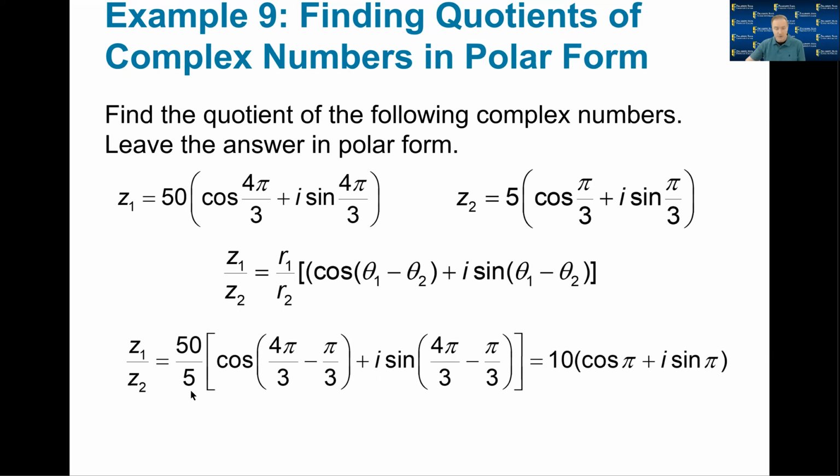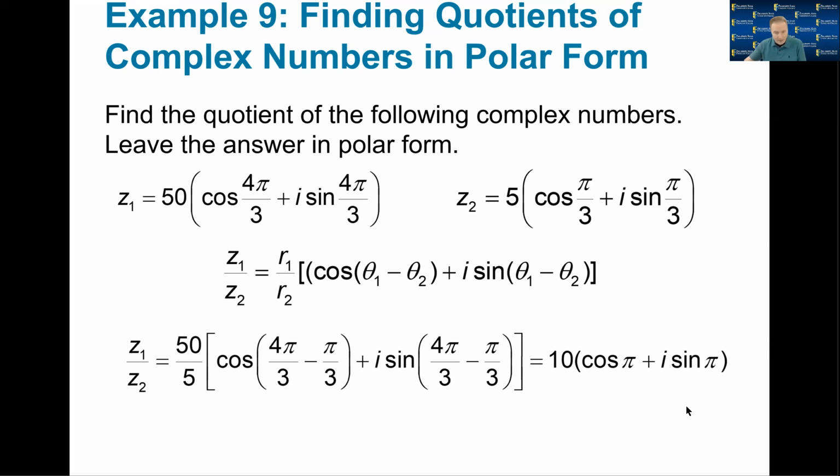Whenever you divide your R values, of course, you get a 10 for the modulus out front. And then you'd have 4 pi over 3 minus 1 pi over 3 is 3 pi over 3, which is just pi. You're going to have 10 times the cosine of pi plus i sine of pi. Now, this would be my final answer in polar form.